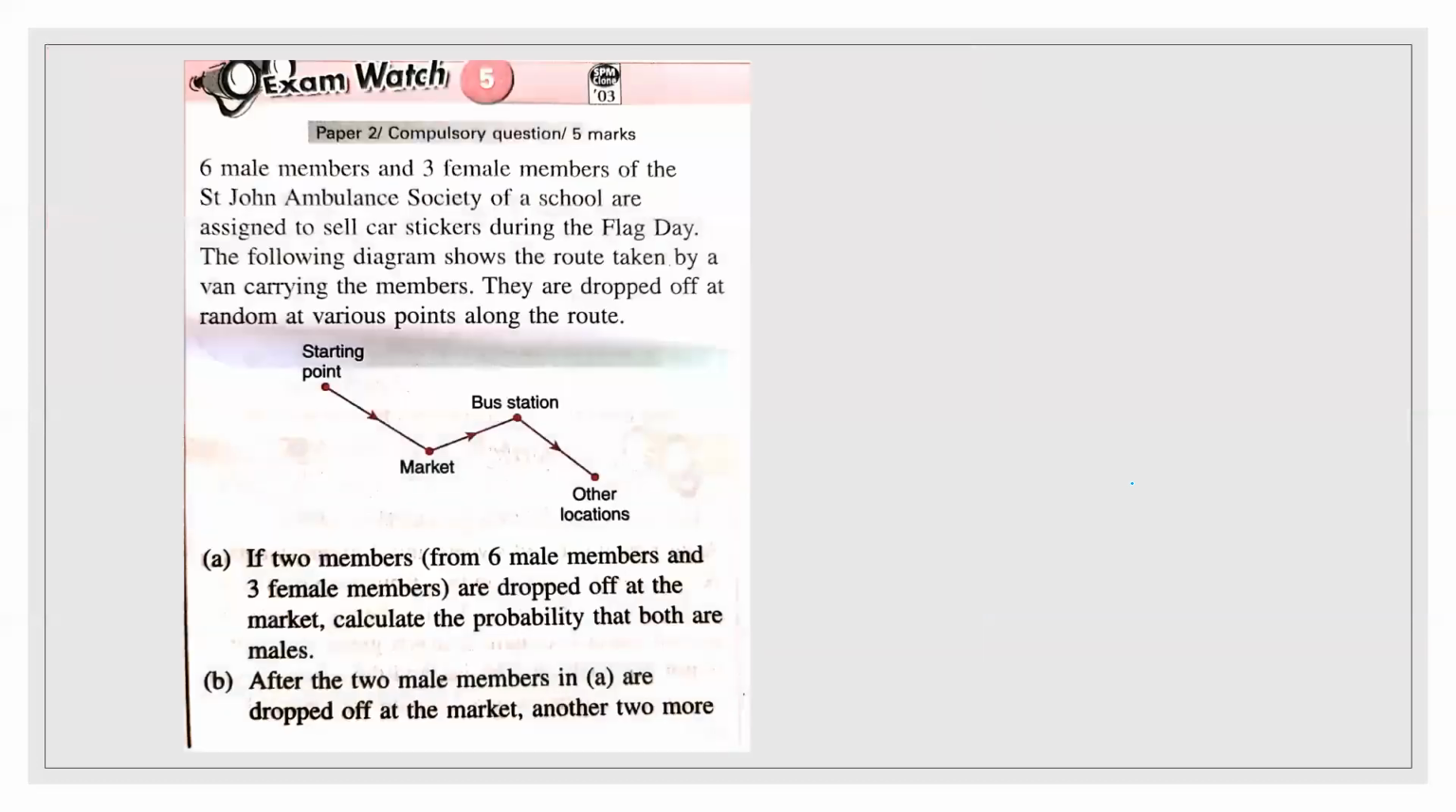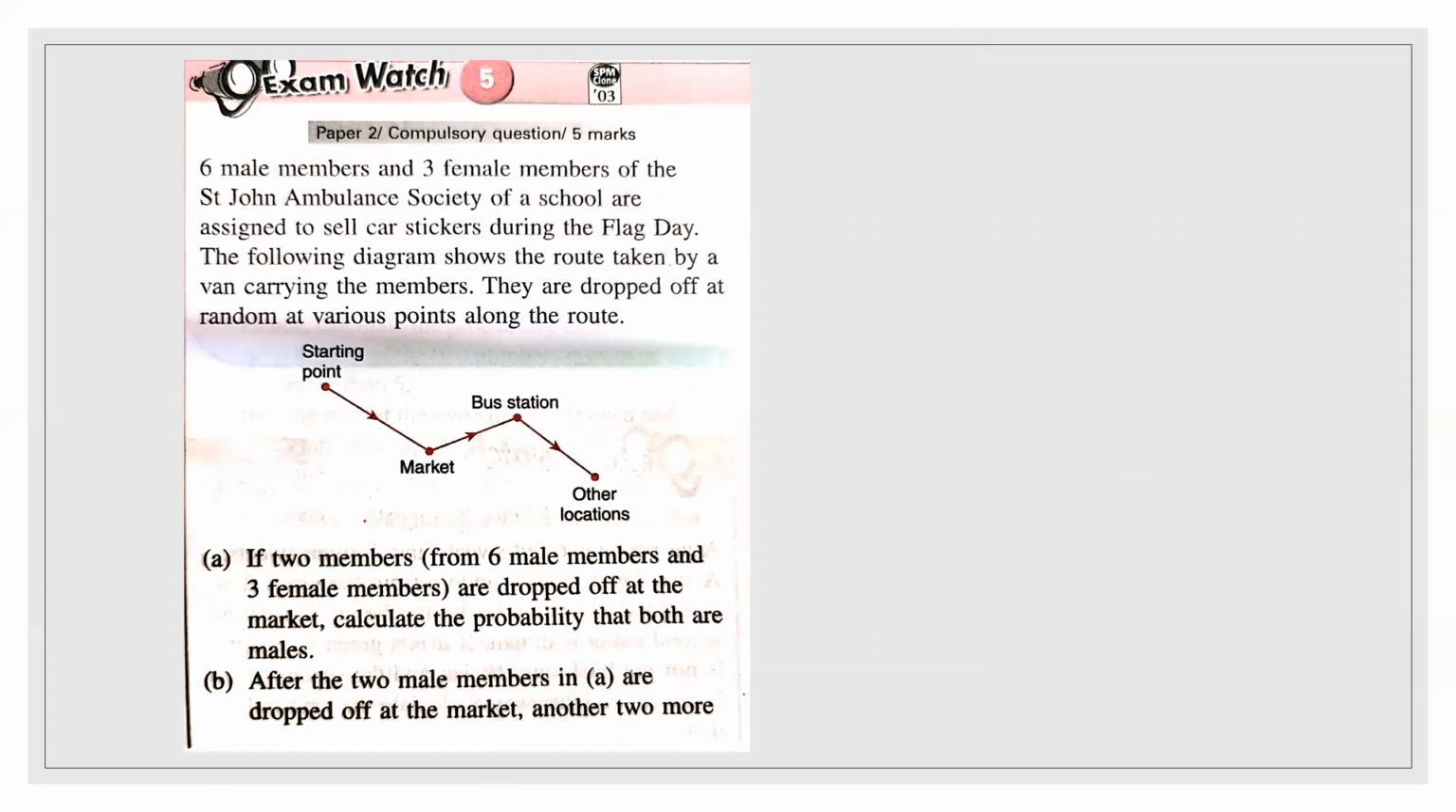Next, let's see the second one. The second one is: 6 male members and 3 female members of the St. John Ambulance Society of a school are assigned to sell car stickers during the flag day. The following diagram shows the route taken by a van carrying the members. They are dropped off at random at various points along the route. Our starting point is this, going off to the market, the bus station and other locations.